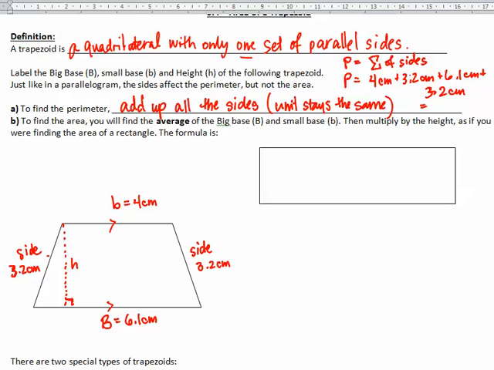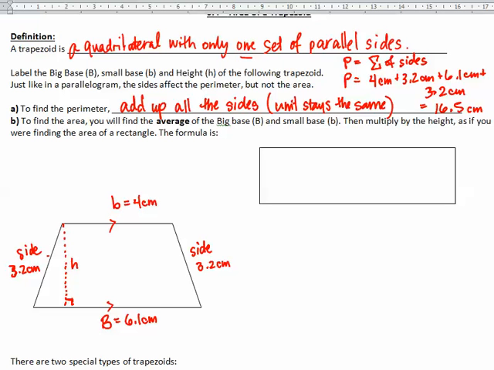4 plus 6 is 10, plus 3 plus 3 is 16. And then I have 0.2 plus 0.2 plus 0.1 is 0.5. A total of 16.5 centimeters is the distance all the way around this trapezoid. So just like in any other shape.